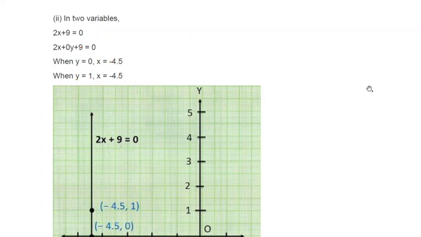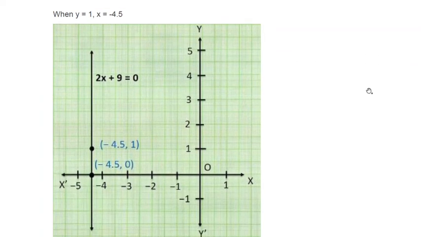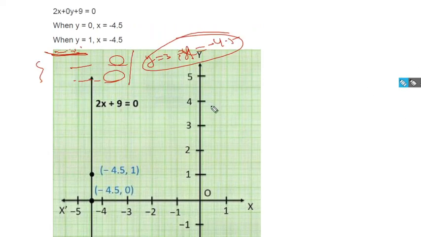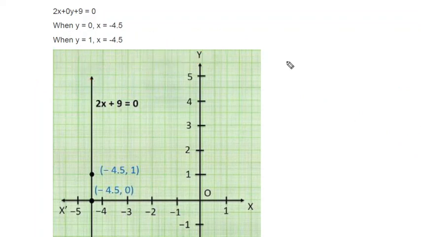Now we'll move to the graph. So remember the points are (0, minus 4.5). First of all we draw the x axis and y axis. Towards the right on the x axis it is plus, towards the left it is minus. So we need minus 4.5, that means between minus 4 and minus 5. Draw minus 1, minus 2, minus 3, minus 4 and minus 5.